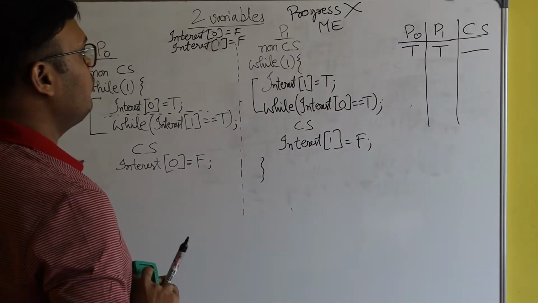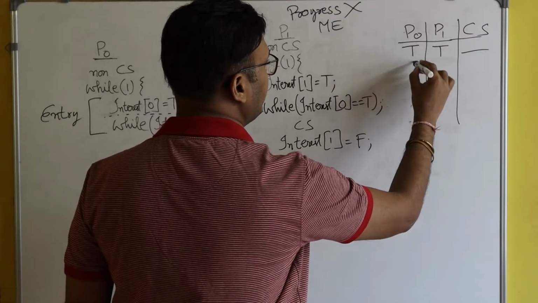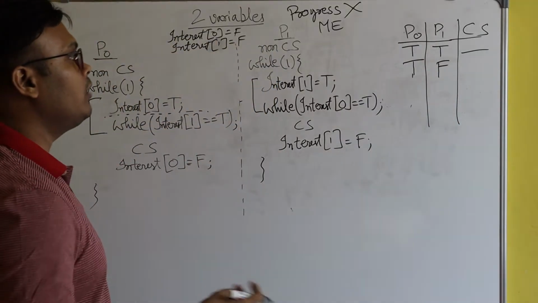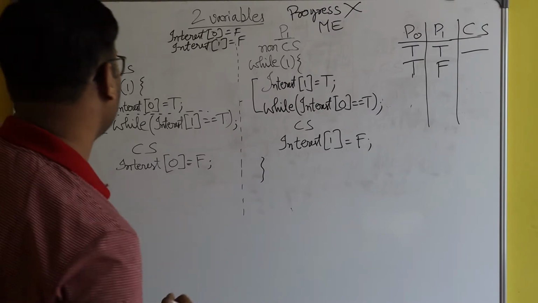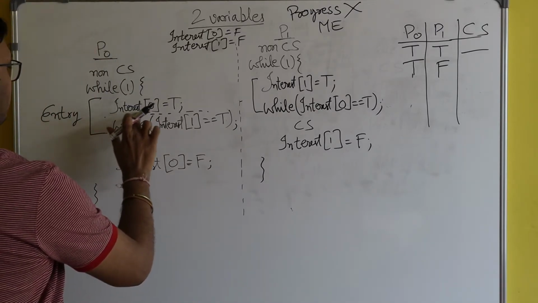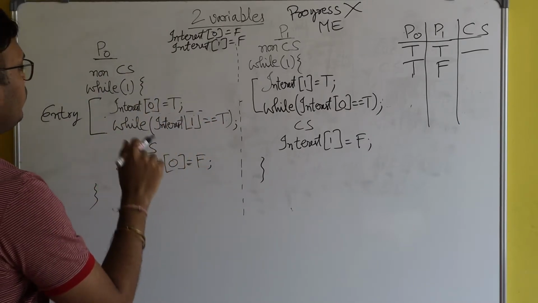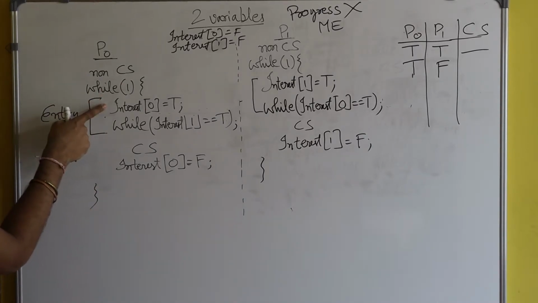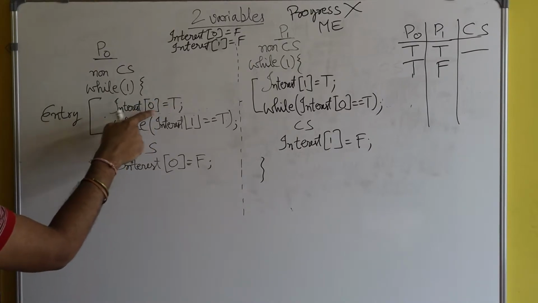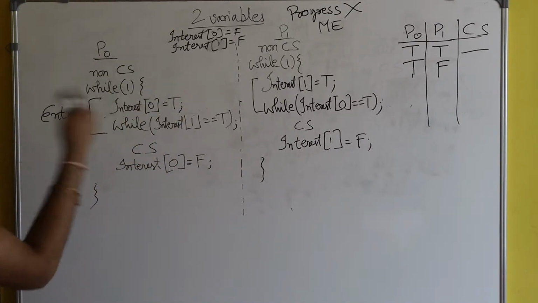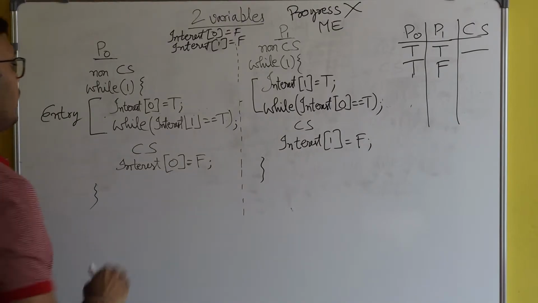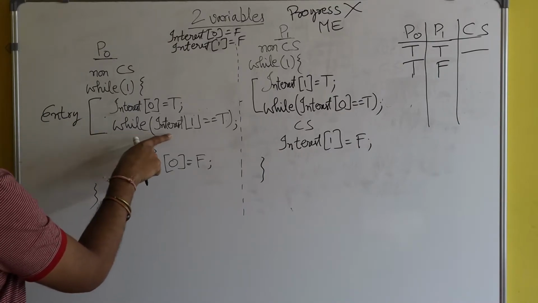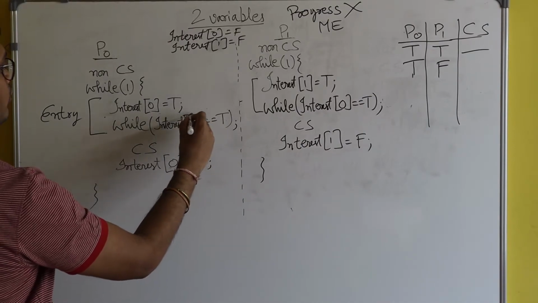Now suppose only P0 is interested and P1 is not interested. If P0 is interested and P1 is not interested, then you see what will happen. Since P0 is interested to enter inside the critical section, P0 will execute this line, and here P0 will make the value of interest of 0 equal to true. It means P0 is interested to enter inside the critical section. And after this, P0 will execute this while loop, while interest of 1 is equal to true.